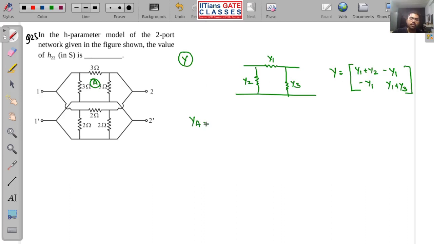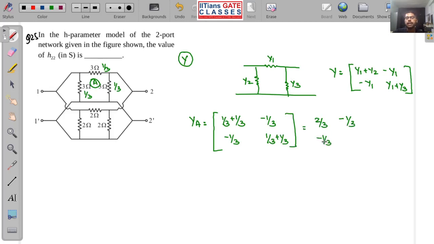So YA will be equal to, look here very carefully, these are resistances. If I want to convert them into conductance or admittance, it will be 1 by 3, 1 by 3, 1 by 3. So my YA will be 1 by 3 plus 1 by 3, minus 1 by 3, minus 1 by 3, and 1 by 3 plus 1 by 3. So this will be equal to 2 by 3, minus 1 by 3, minus 1 by 3, and 2 by 3.